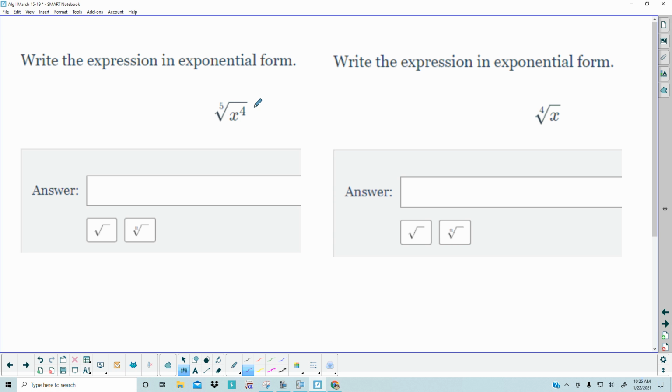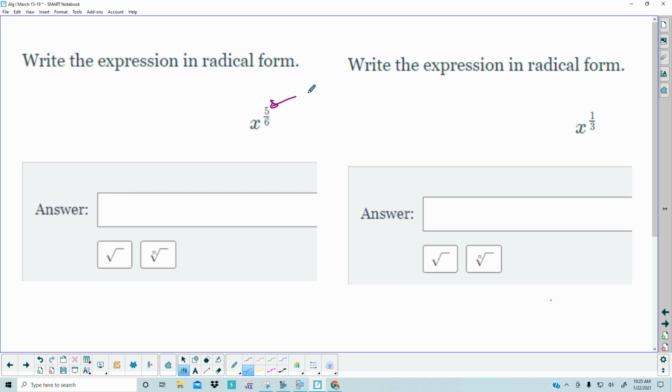Write it without that symbol. This is the power. This is the root. So it's x to the 4 fifths. This one has an exponent of 1, and it's power over root. So power, root, x to the 1/4 is your answer.